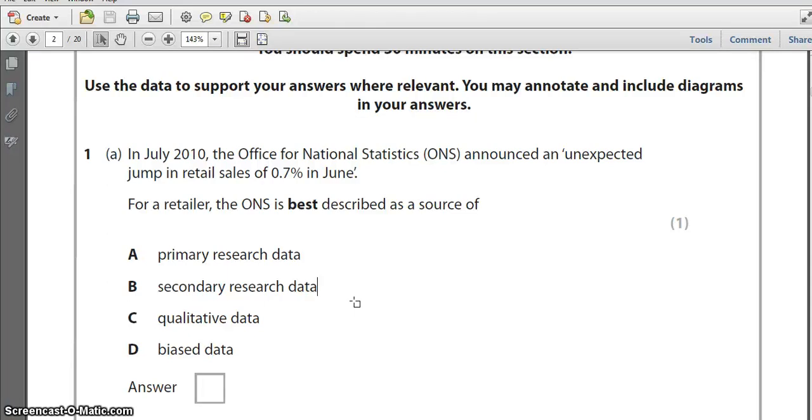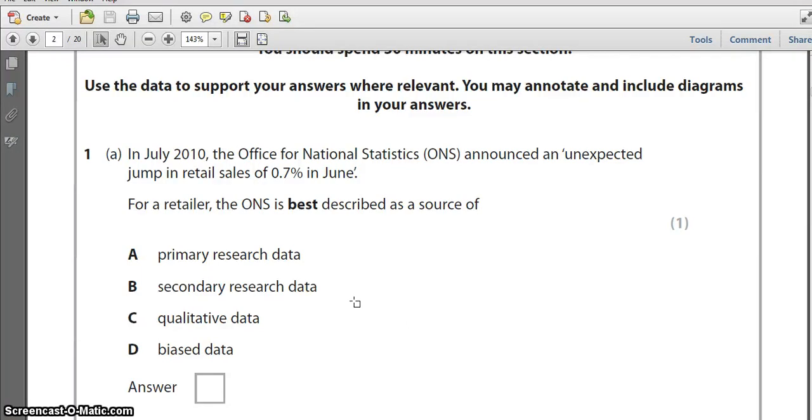Because the data is carried out by the Office for National Statistics, for a retailer that would count as secondary research data. It would not be primary research data because the retailer did not carry out the data research themselves. That's what they would need to do for it to qualify as primary data.